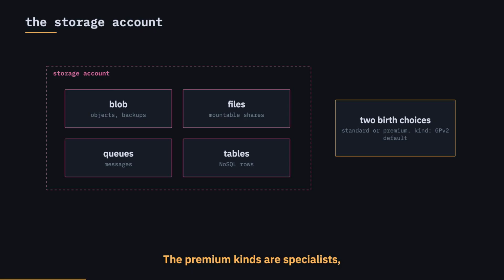The premium kinds are specialists. One for block blobs when latency is everything, one for file shares that need SSD speed, one for page blobs, the disks we will meet again under virtual machines in Part 2. Each trades flexibility for speed. The exam default is simple, General Purpose v2 unless stated otherwise.